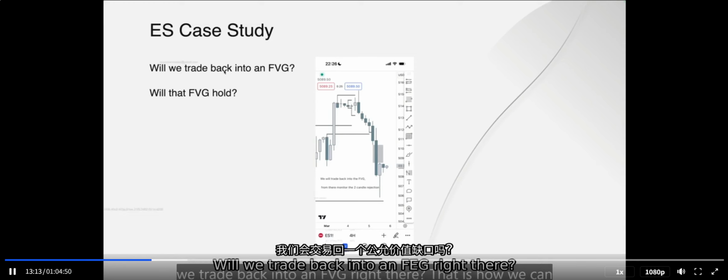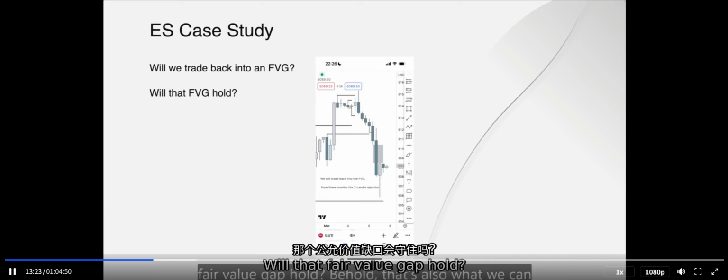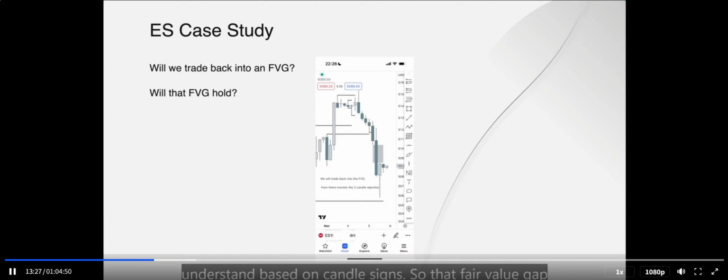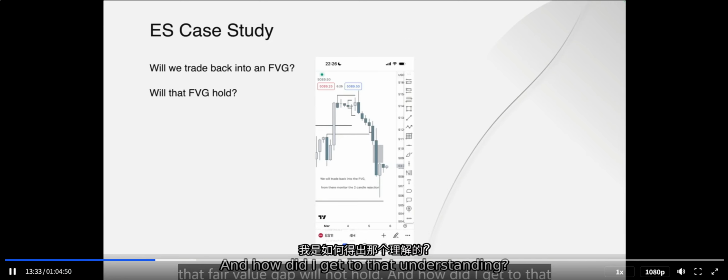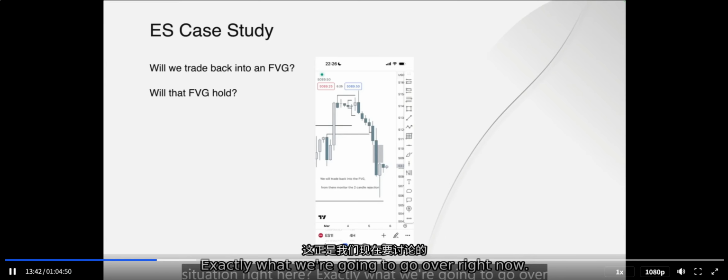Will we trade back into an FVG right there? That is how we can use candle signs to our advantage, because we can understand when we want to trade back into a fair value gap. Will that fair value gap hold? That's also what we can understand based on candle signs. So that fair value gap right there, eventually I got to the understanding that that fair value gap will not hold. And how did I get to that understanding? And how did we overall lead up to this situation right here? Exactly what we're going to go over right now.